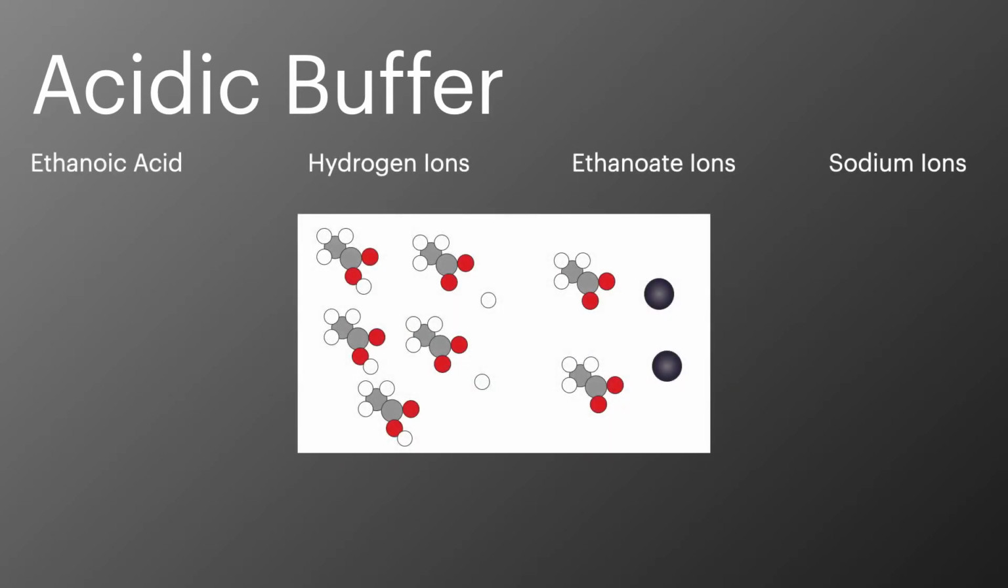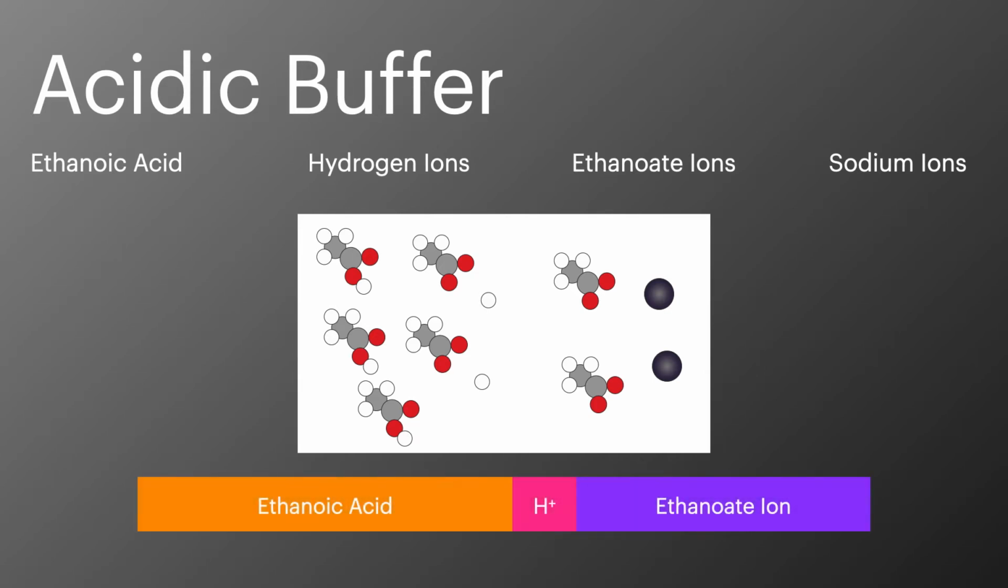In our acidic buffer solution, there'll be 4 different species present. However, the sodium ions act as spectators and have no influence on the equilibrium. Once the equilibrium is established, there'll be a higher concentration of ethanoic acid, or HA, and a higher concentration of the ethanoate ion, or A-. The concentration of H+ will be the smallest in the equilibrium.